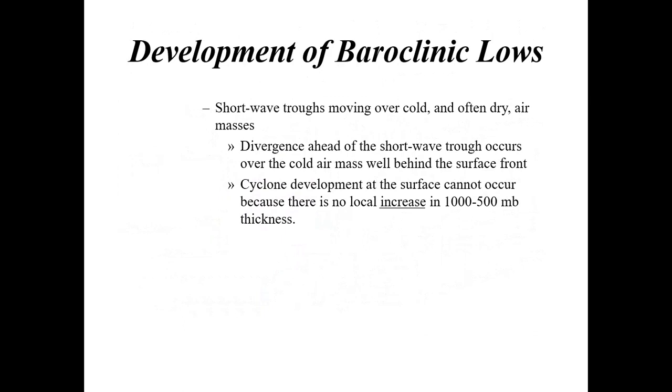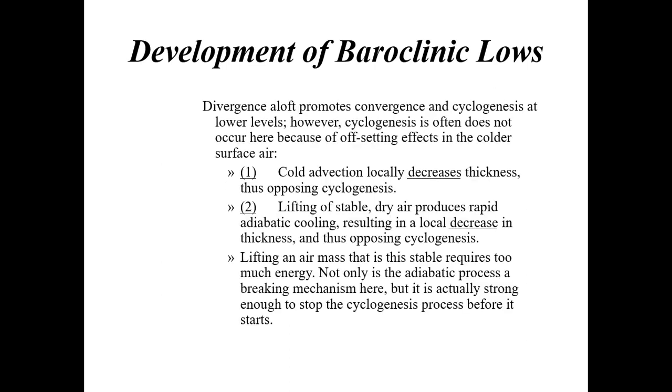Now, shortwave troughs moving over cold and often dry air masses, you can get divergence or removal of mass aloft ahead of the shortwave trough, but if it occurs over that cold air mass, well behind the surface front, we're really not going to get any explosive storm development. Cyclone development at the surface cannot occur because there's no local increase in the thickness values. And we want an increase in thickness. We will need some warmer air getting injected into the system, which is going to result in increases in thickness, a more expansive atmosphere, and that's just not going to happen in this case.